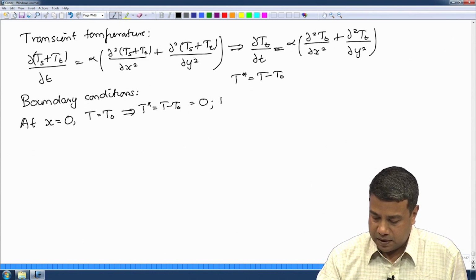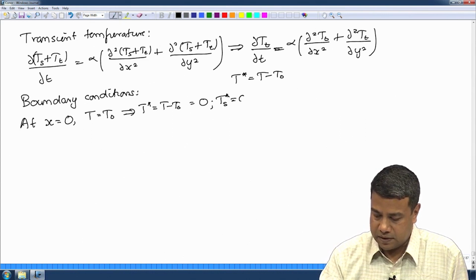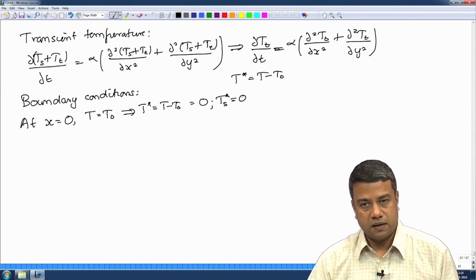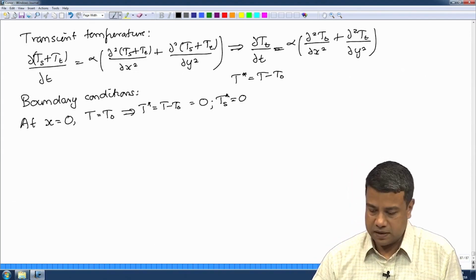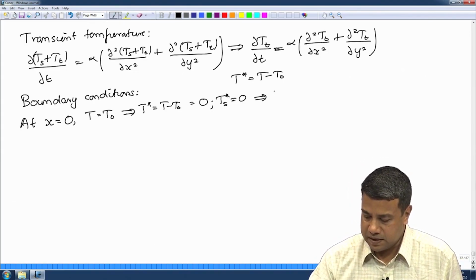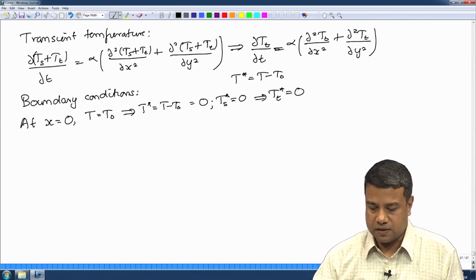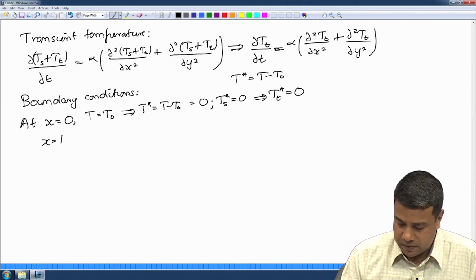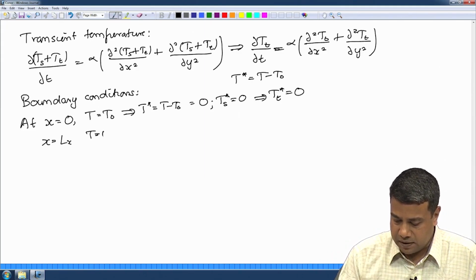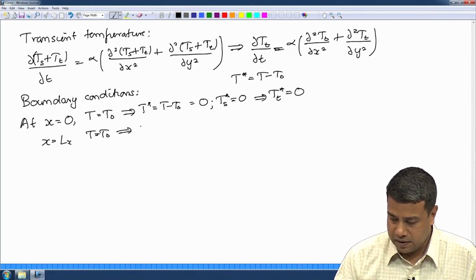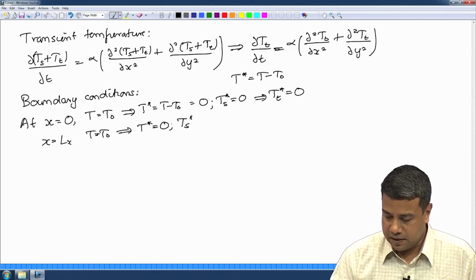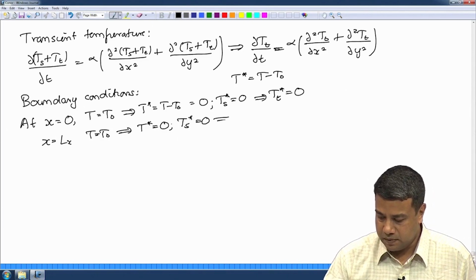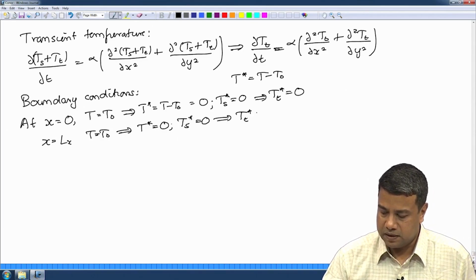We know that the steady part T steady is equal to 0, since it solved the homogeneous boundary condition at x is equal to 0, which implies that the transient part is also equal to 0, because the sum of these has to be equal to the total temperature. Similarly, at x is equal to Lx, T is equal to T naught, which means that T star has to be equal to 0. The steady part is equal to 0, which implies that the transient part is equal to 0.